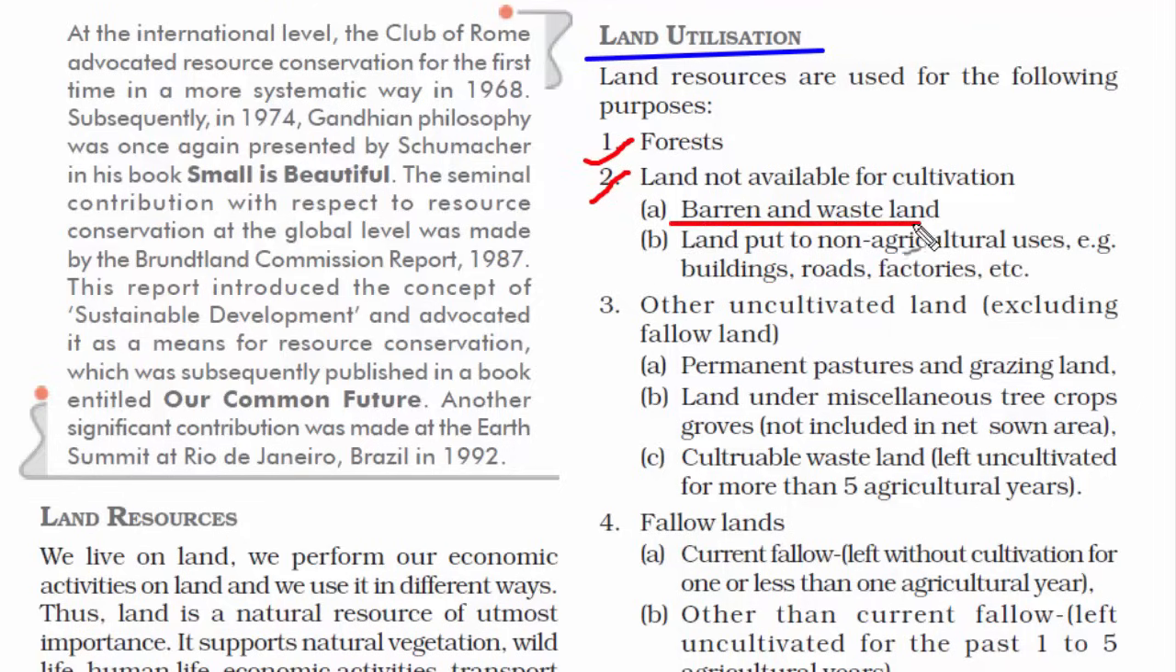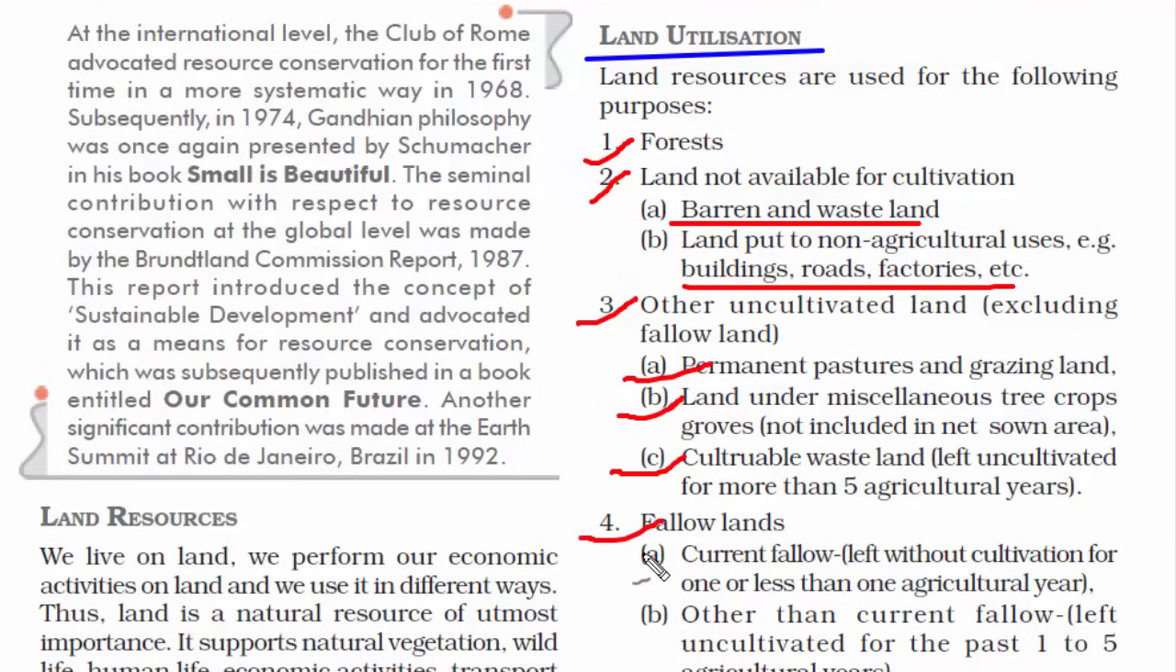Either they are barren or wasteland, or the lands that are there in urban areas for building and roads and factories. And then we have other uncultivated lands such as lands that are permanent for pastures and grazing land. Then we have land that has been allotted to certain tree crops. And then we have the wasteland, which is also called the dump land, wherein all the city garbage is dumped. And then we have fallow lands.